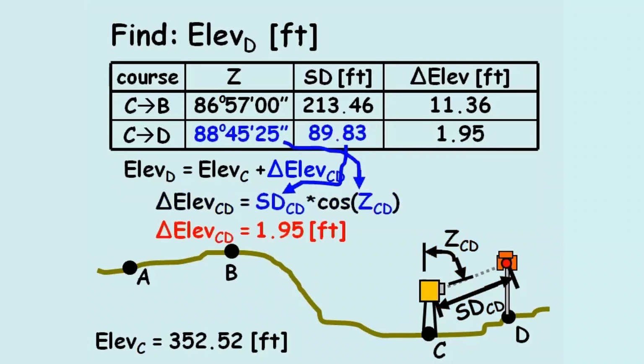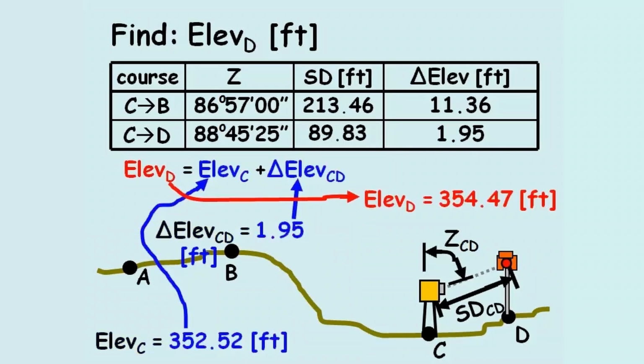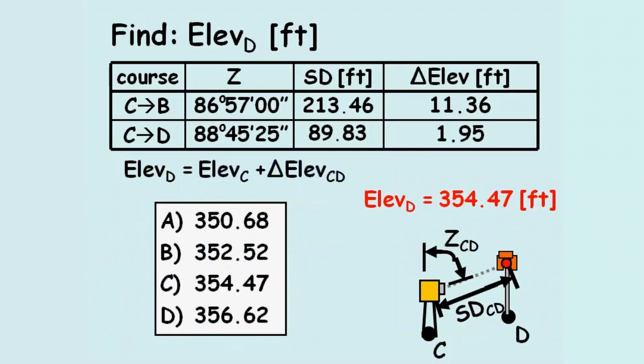Lastly, we'll solve for the elevation at point D, where 352.52 feet plus 1.95 feet equals 354.47 feet. When reviewing the possible solutions, the answer is C.